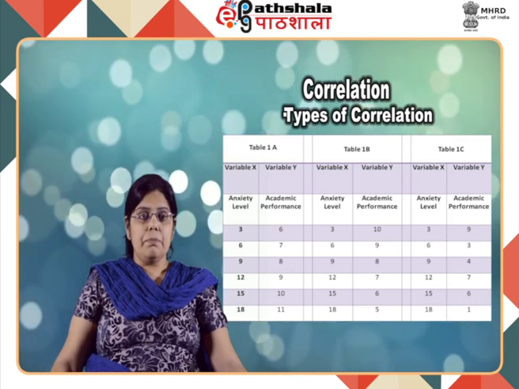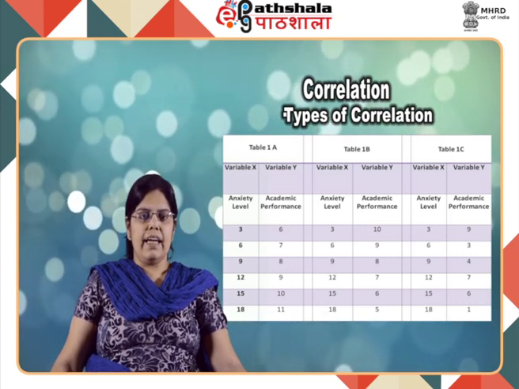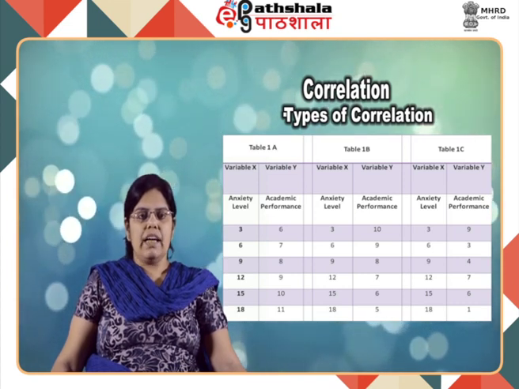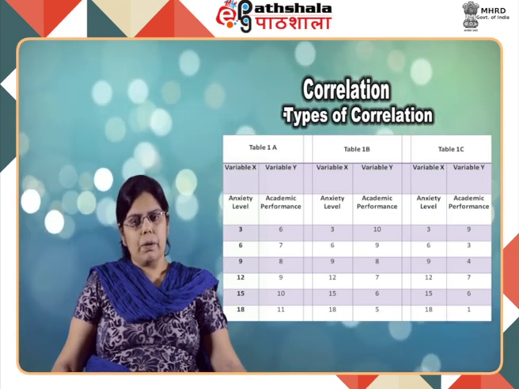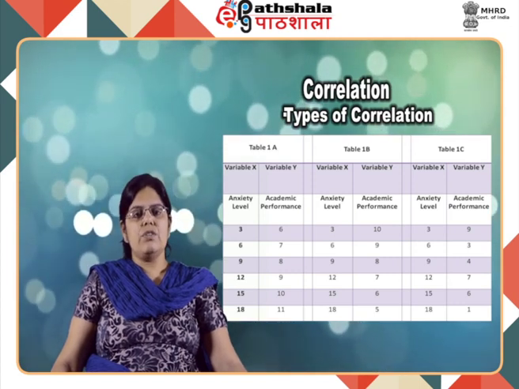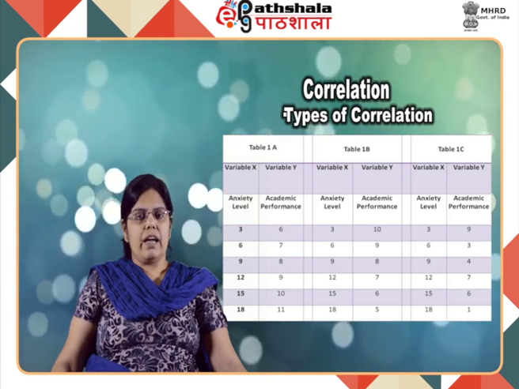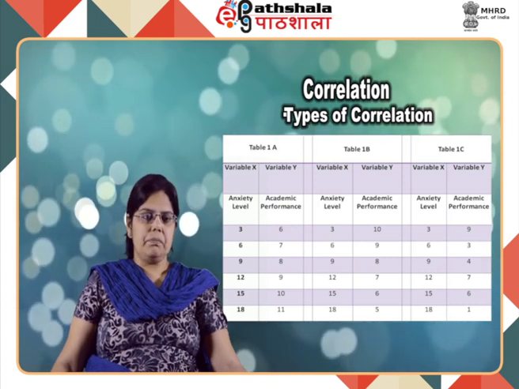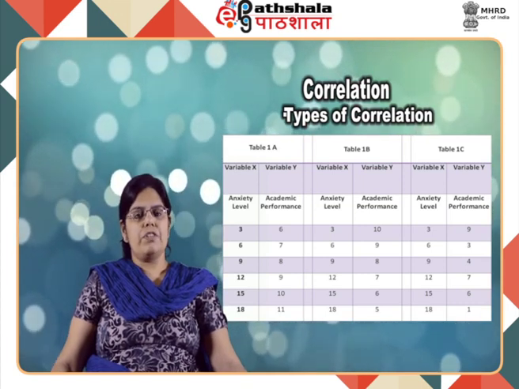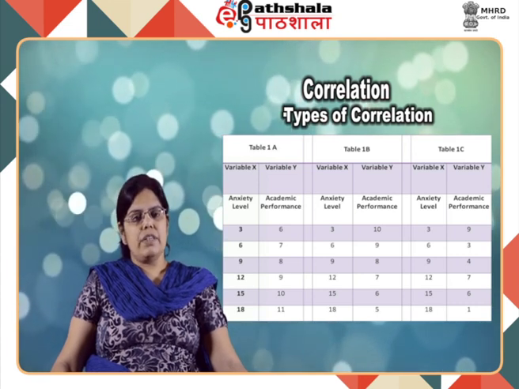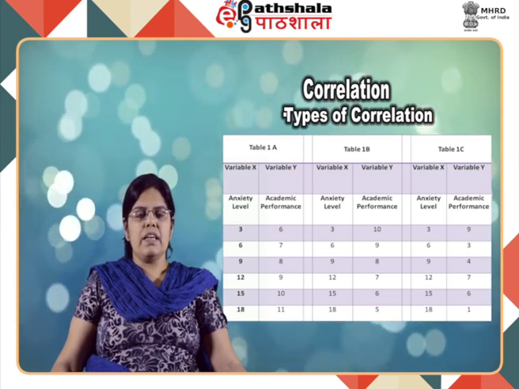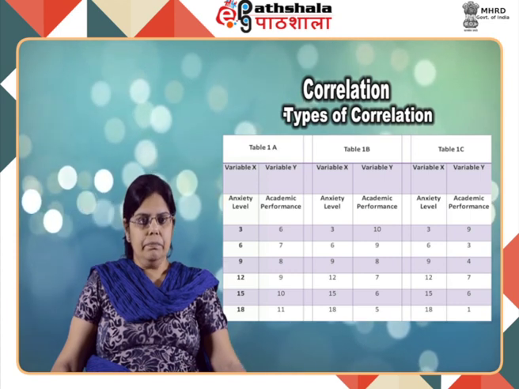The data in table 1a indicates a positive relationship or a positive correlation between variable x and variable y. It means that the higher scores on the x are paired with the higher scores on the y, and the lower scores on the x are paired with the lower scores on the y. In other words, increase in the level of anxiety is associated with increase in the level of academic performance and vice versa. The pairs in positive correlation vary together in a linear positive manner. A positive correlation exists when two variables simultaneously increase or decrease as depicted in table 1a.